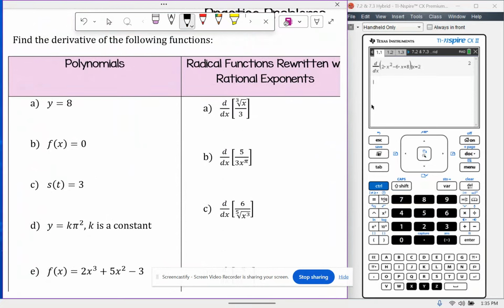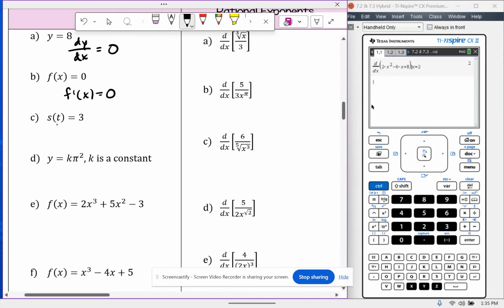The derivative of y equals 8, super easy. They gave it to you as y equals, so your answer should look like dy dx. The derivative of y equals 8 is, good job. All right, what should this guy look like? He is f of x, so we have f prime of x is equal to, what's the derivative of 0? 0. All right, s of t, s prime of t.